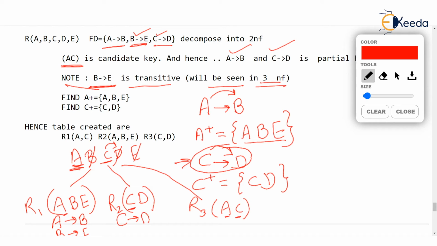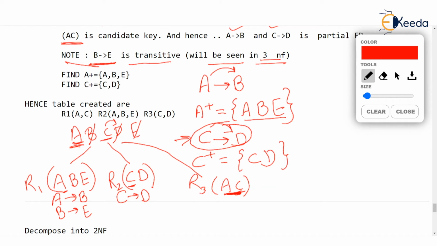R3 is containing A and C, which was candidate key of the original table. Remember, AC was the candidate key of the original table. That means AC determines AC. There is no dependency as such defined on R3. That's fine. Now, check it out. In R1, think here, rigorously you think here. In R1, who is the candidate key? Just find A plus here. A plus is going to contain A, B, E.